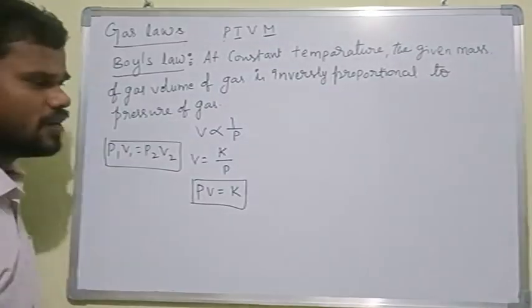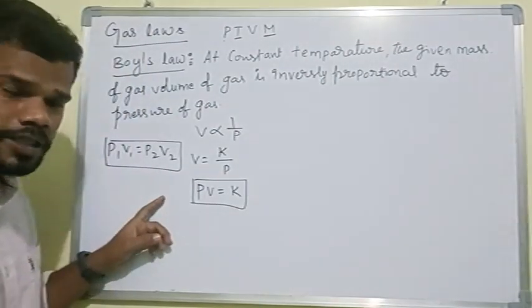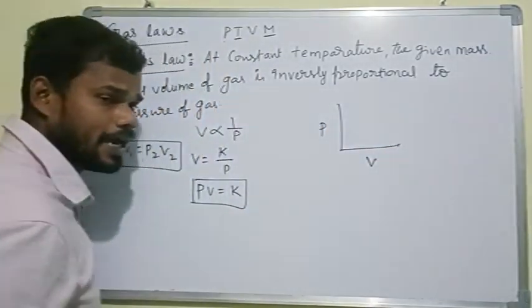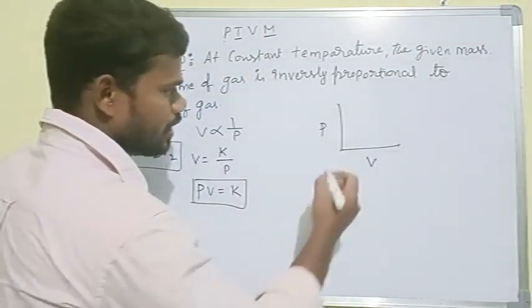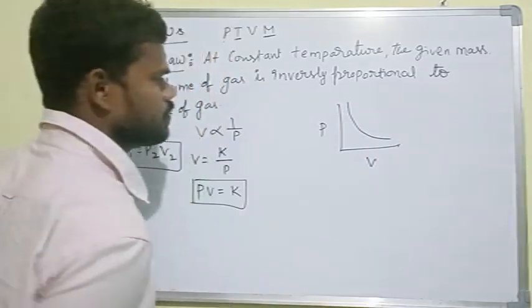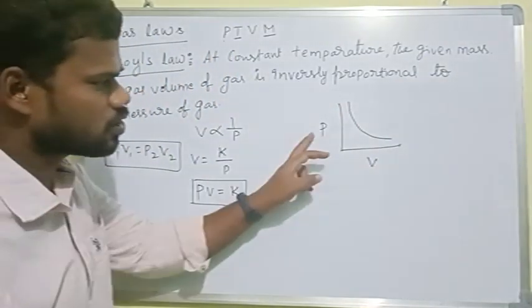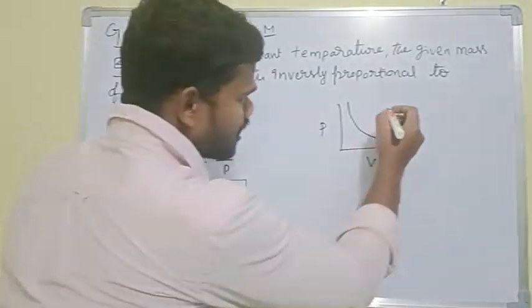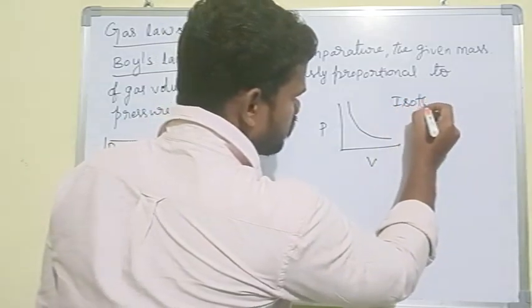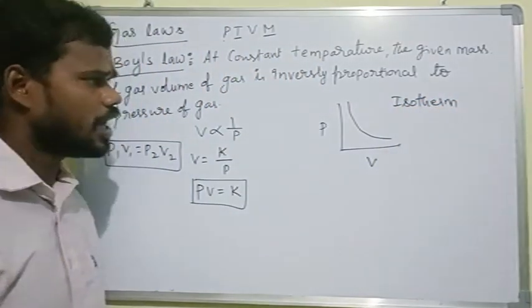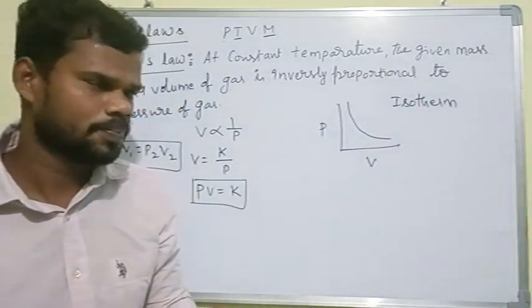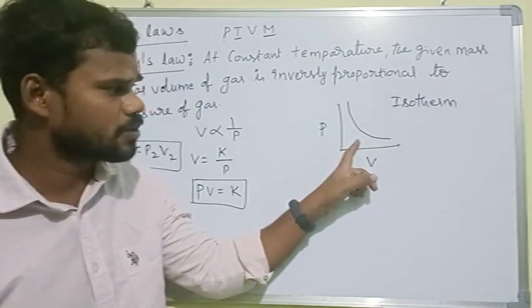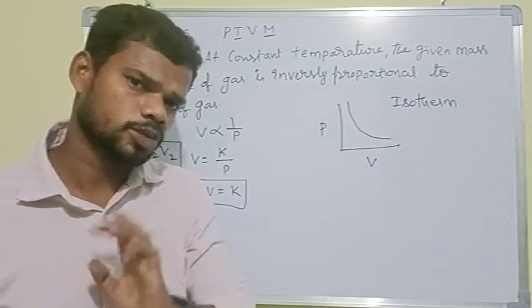Then we have to draw graphs for Boyle's law. The graph is drawn between pressure versus volume at constant temperature, and at constant temperature we get a hyperbola. That graph we call an isotherm. Iso means same, therm means temperature. So having the same temperature, when the graph is drawn between pressure and volume, we get a hyperbola. This graph we call an isotherm.